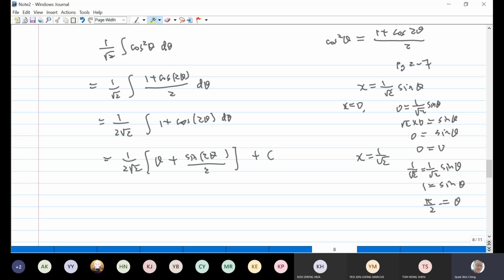So you have actually these two answers here. Theta equals 0. Okay, theta equals 0. And then the other one, theta is equal to pi over 2. Okay, so what you actually want is 0 to pi over 2. 0 to pi over 2 here. So theta from 0 to pi over 2.